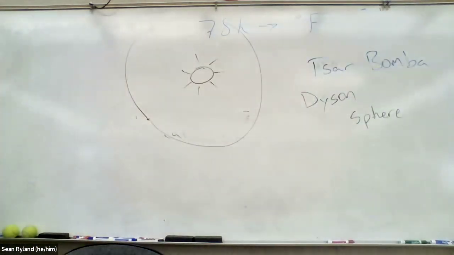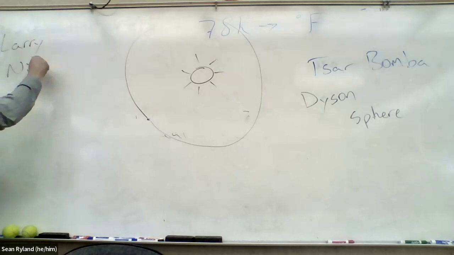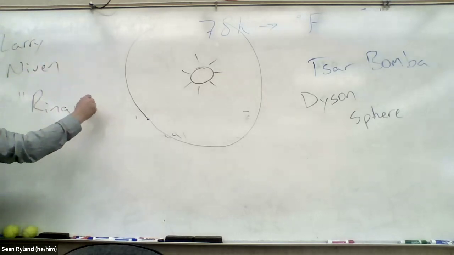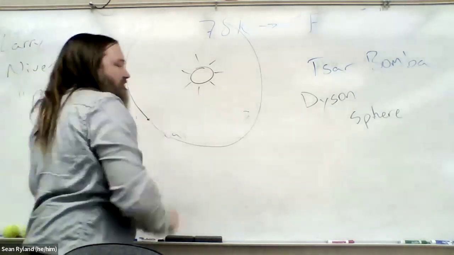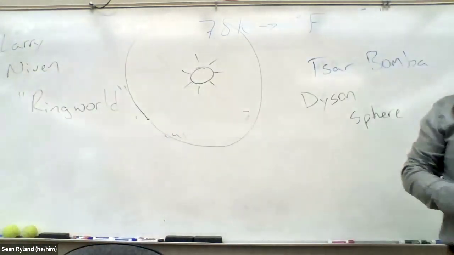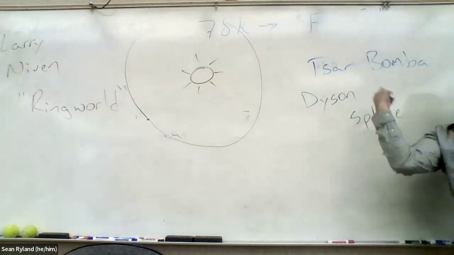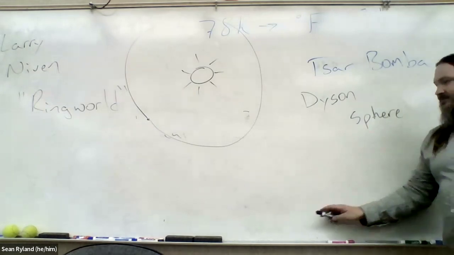And Halo got that idea from an author named Larry Niven, who was also a scientist. Actually, I think it was 100 miles across, 100 miles wide around the entire sun.